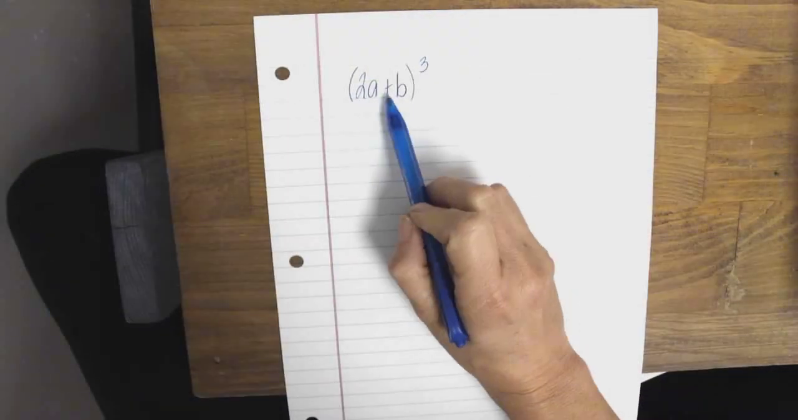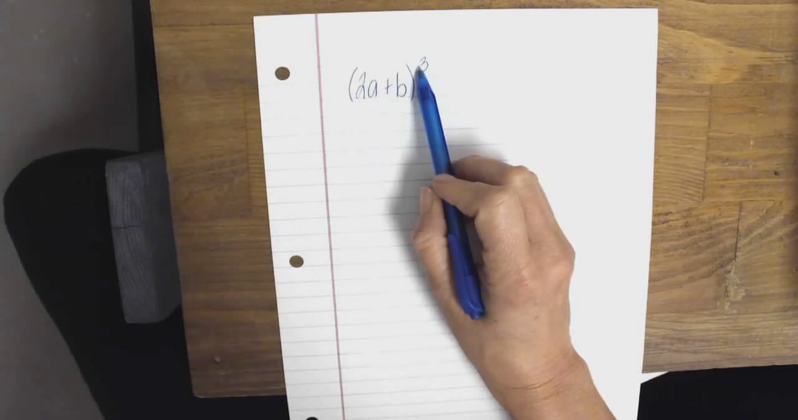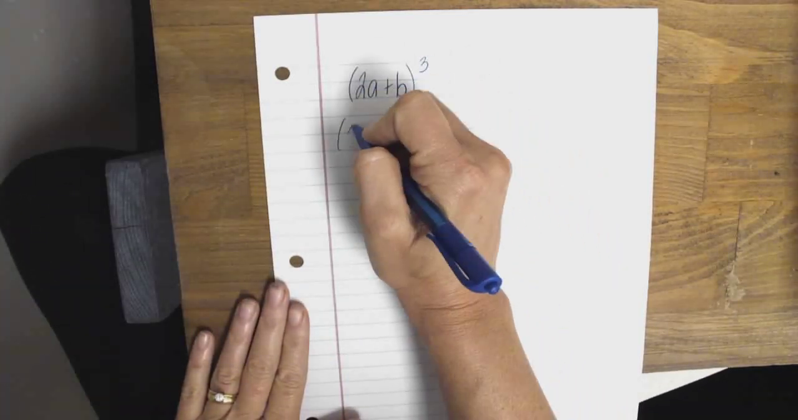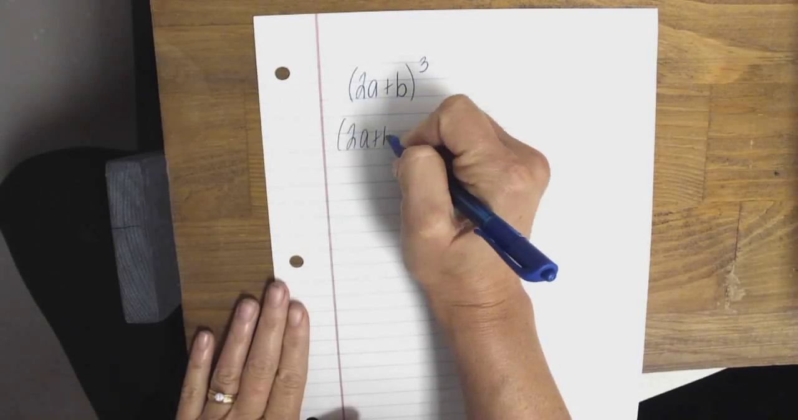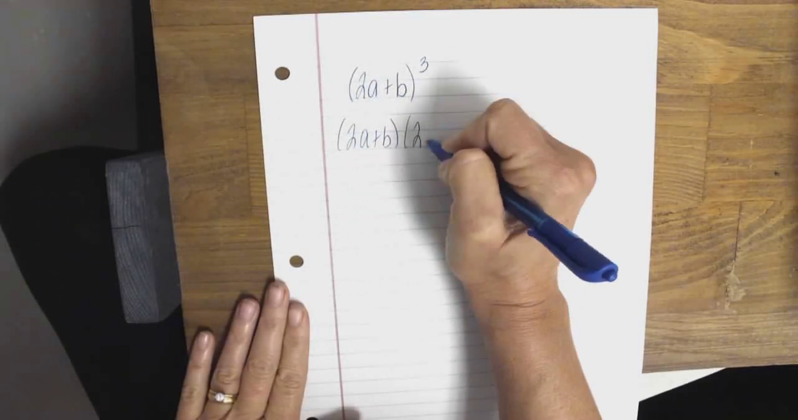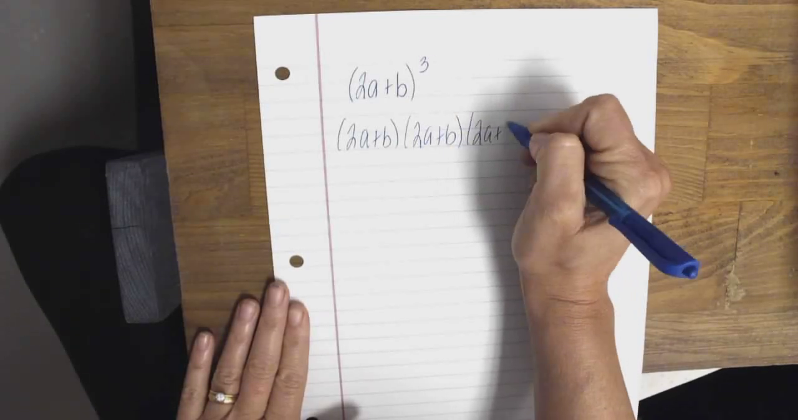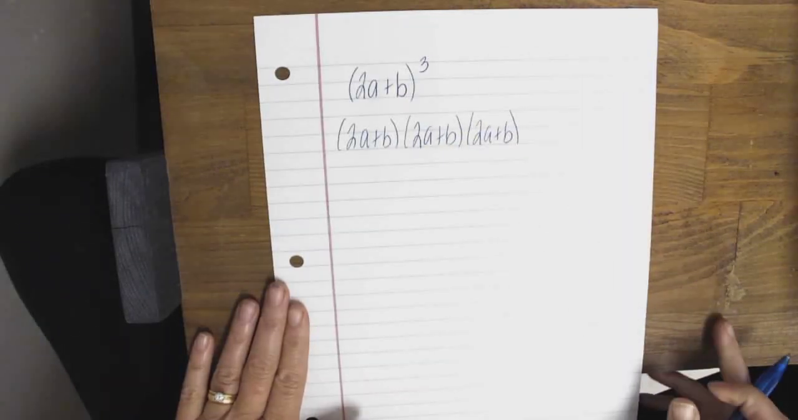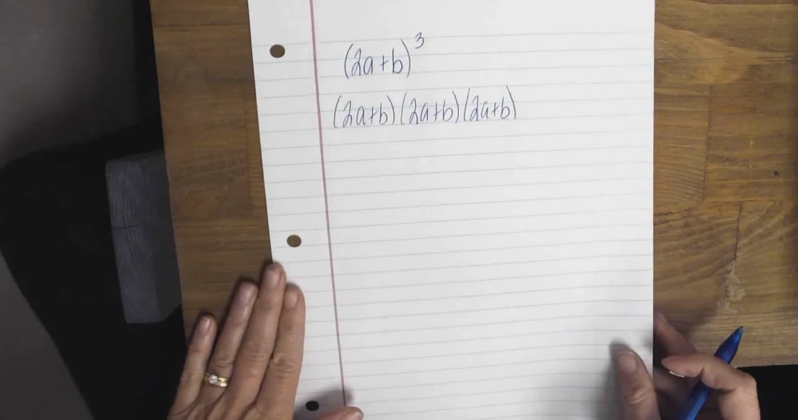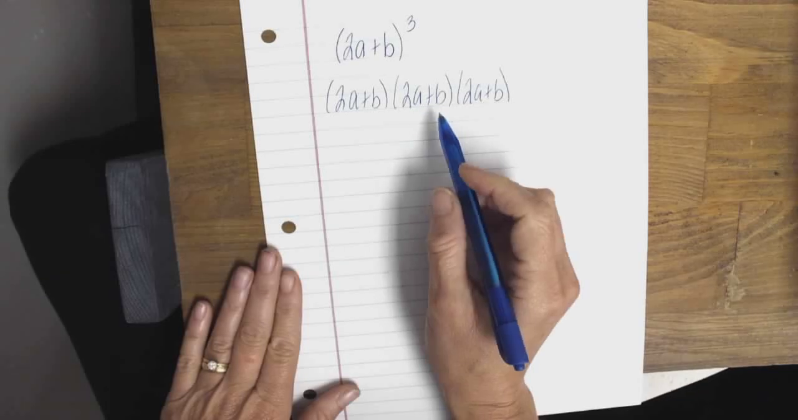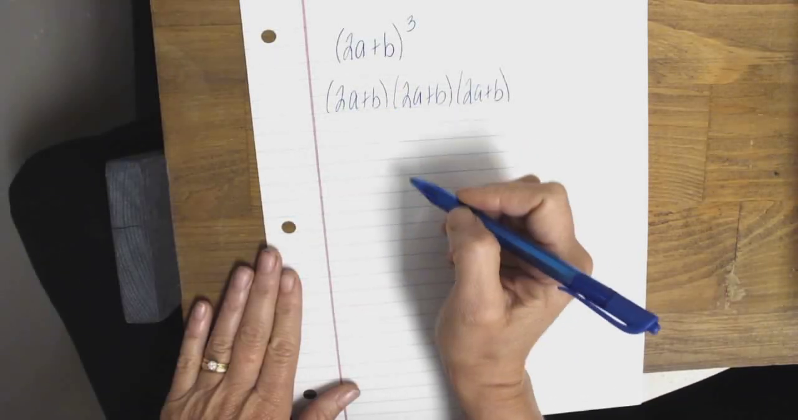This video is going to review how you raise a binomial to the third power. If something is being raised to the third power, it means it's going to be multiplied by itself 3 times. So I'm going to write it 3 times next to each other to show multiplication. Next, if you're multiplying, you can only multiply 2 things together at a time, or 2 factors. So I'm going to start with the first 2.